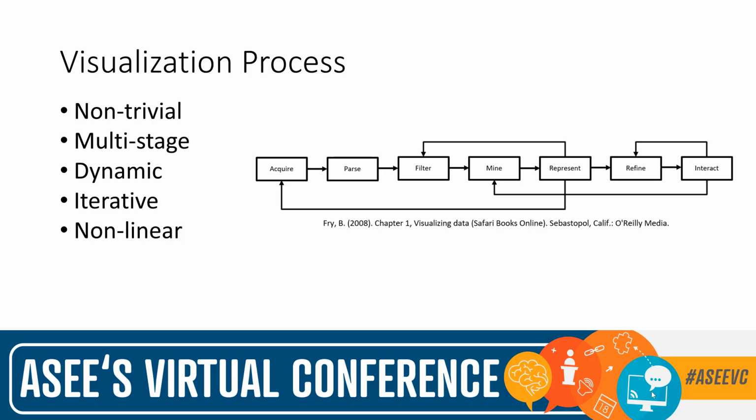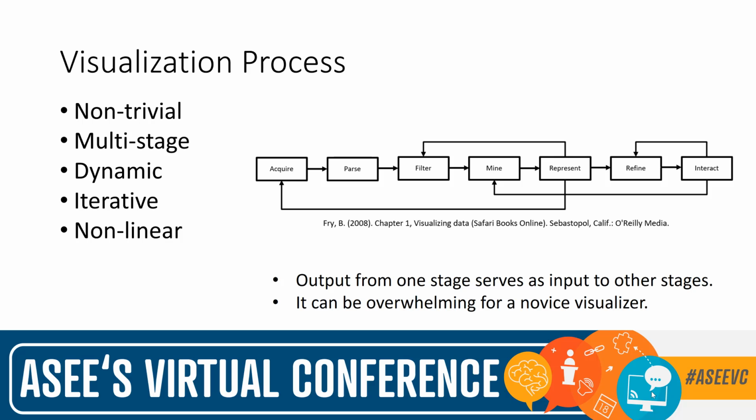Visualizing data is a non-trivial, multi-stage, dynamic, non-linear process. For this work, the 7-stage process, illustrated and described by Ben Fry, shown here, is adopted. There are numerous models and approaches that describe the visualization process. This model was selected for its simplicity and ease of understanding the inherent iterative structure of the process. As you can see in this figure, output from one stage serves as input to other stages, and it can be a bit overwhelming for the novice visualizer.